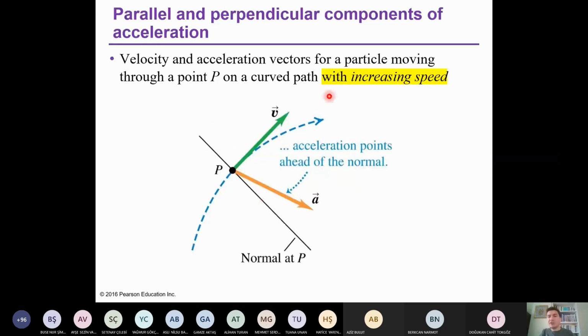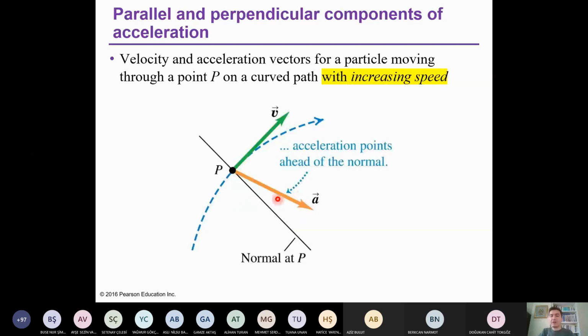And let me continue with the increasing speed. So here you have velocity 50 km per hour. Here you have instantaneous velocity 80 km per hour. Here you have 100 km per hour instantaneous velocity. And then the acceleration is along this direction, not parallel to the normal at P, okay? The direction of the instantaneous acceleration is this one.